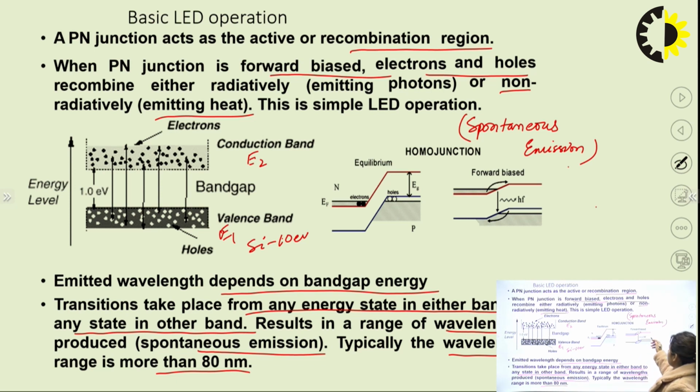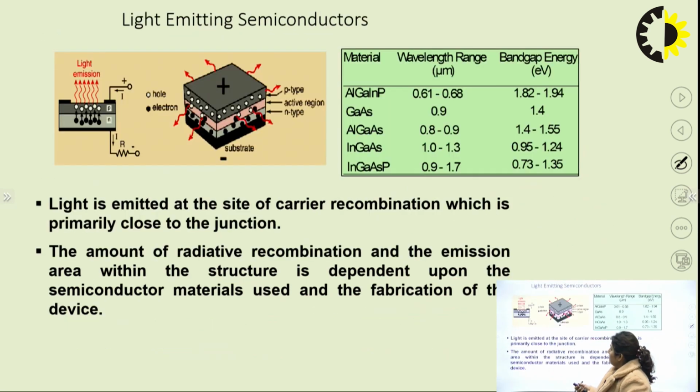And there is emission of light. So this is your emission of light, h nu, which gives you the light. Obviously the LED will give you the light because it has a radiative type of process. So if we see this diagram, it shows how to form an LED, or light emitting semiconductor.